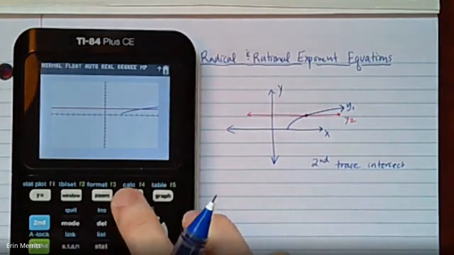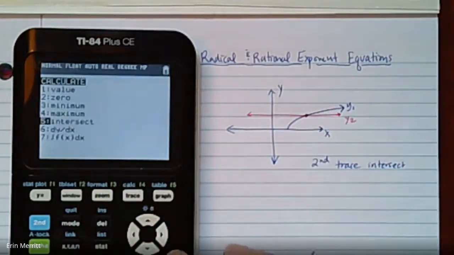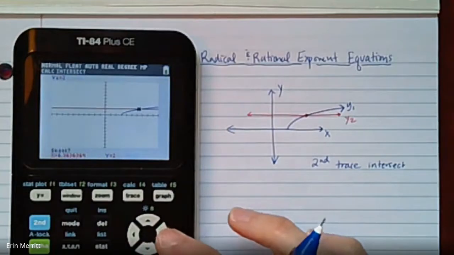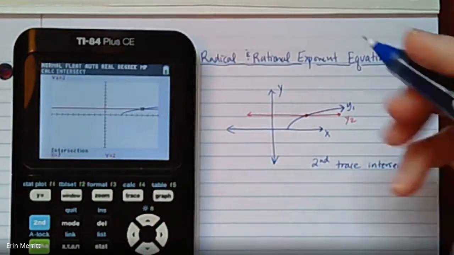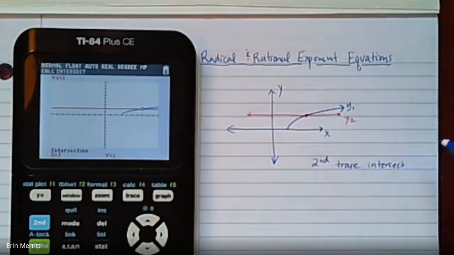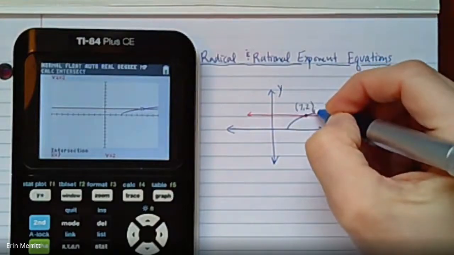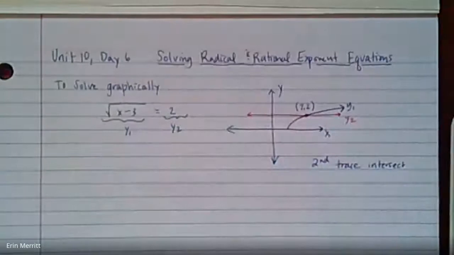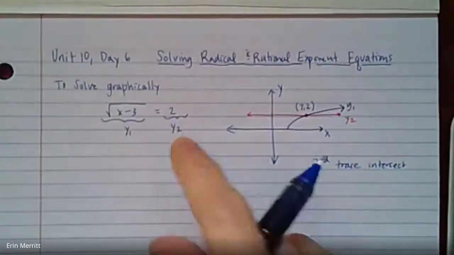So second, trace, intersect. This is where we get as close as we can and hit enter, enter, enter. And so I'm coming up with the intersection point of 7, 2. But this is one of those cases where we brought the y in. The y was not part of the original, so just the x would be the solution.